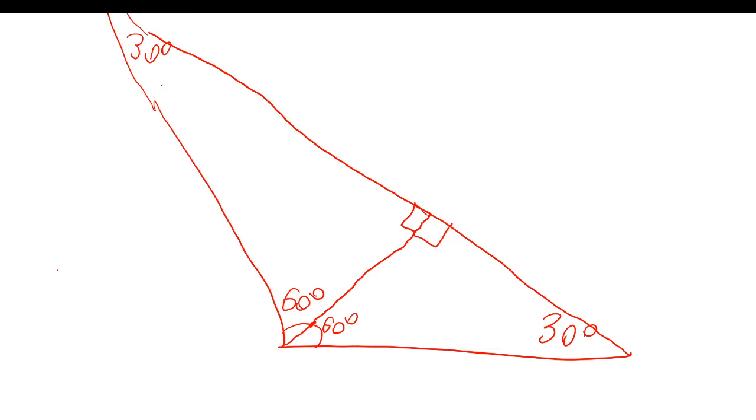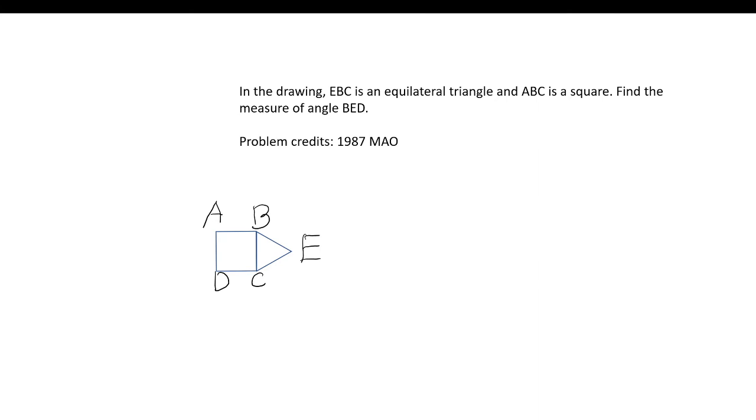Another useful trick is trying to trisect, trying to break up angles into smaller pieces. Now, let's move on to the problems. In the drawing, EBC is an equilateral triangle and ABC is a square. Find the measure of angle BED. This is from the 1987 MAO.